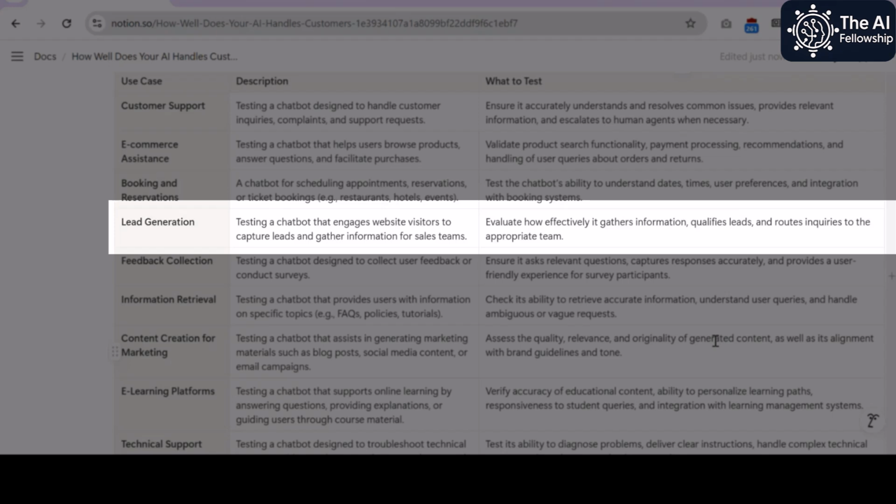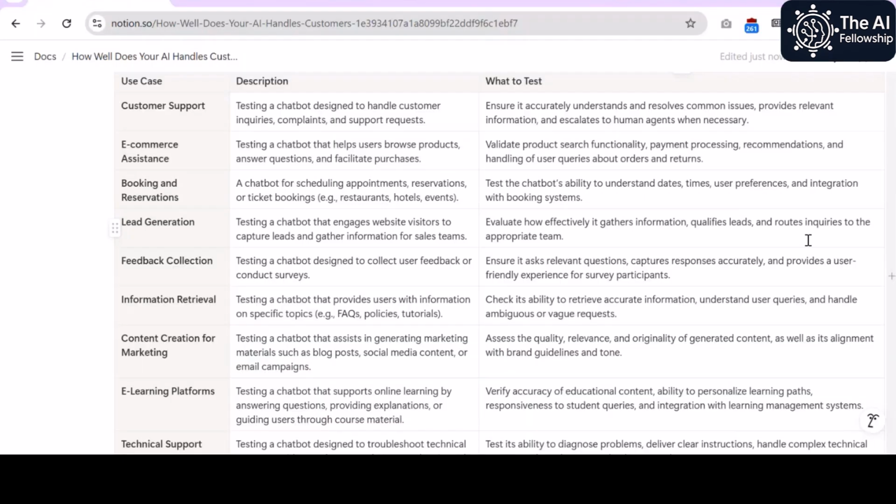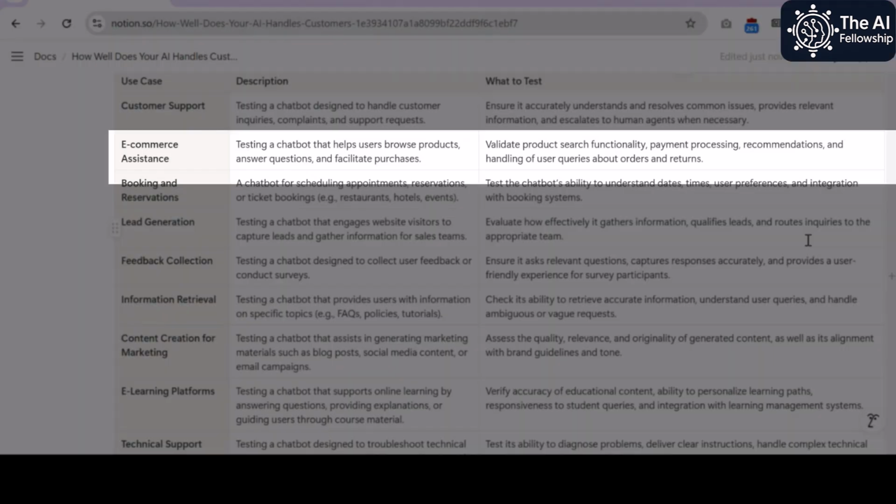So here it is important how it can gather information, like it can qualify a lead, and it routes inquiries. Even if you're a solopreneur, routing inquiries, okay, that's a small part, but lead qualification, I think, is a very important part. Also, e-commerce assistance.